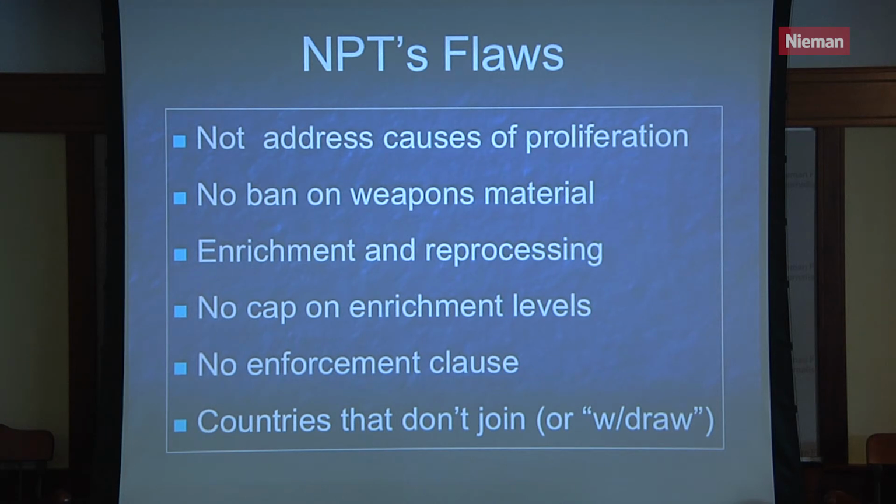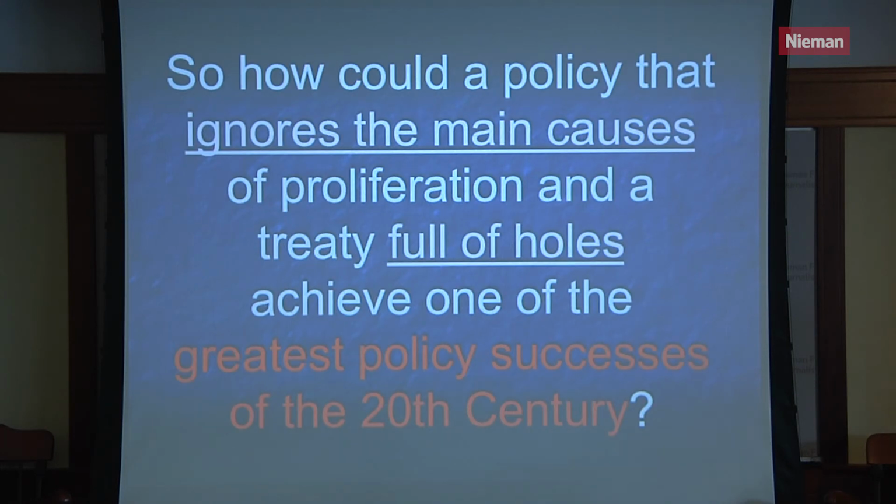And there's, of course, the problem of countries that don't join, or in the case of North Korea, withdraw. Obviously, Pakistan, India, and Israel are all three nuclear weapon states outside of the treaty. We have to pick up the pace here. So, how is it that a policy that ignores the main causes of proliferation, threats, and a treaty full of holes, far weaker than the JCPOA, in my view, far weaker than the Iran agreement, achieved one of the greatest public policy successes of the 20th century?